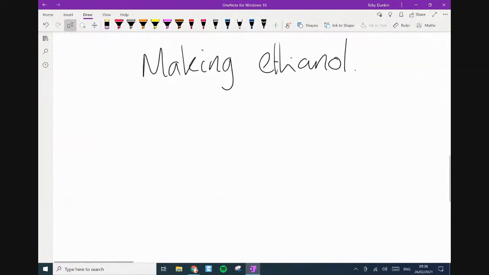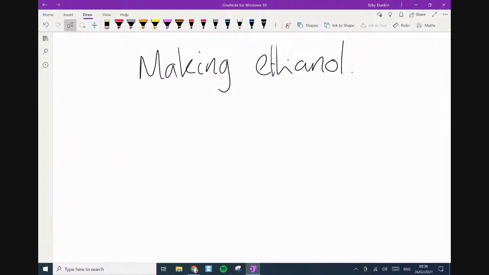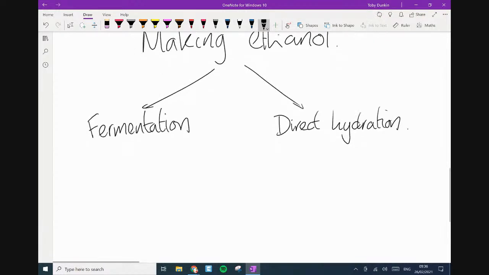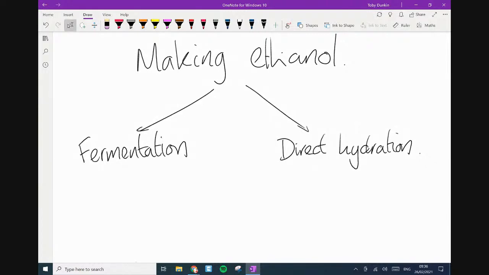Anyway, so making ethanol. Okay, guys, there's 2 methods. Method number 1 is fermentation. This is the one, of course, that we've been doing for thousands of years. And the other one is called direct hydration. Okay, so let's talk about fermentation, because guys, this is the easiest thing in the world.